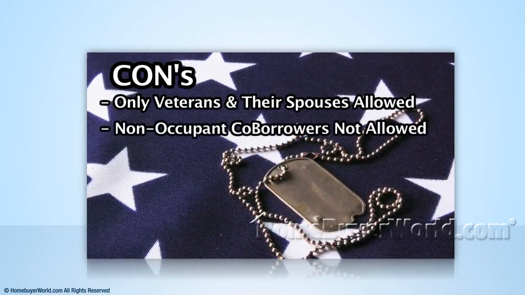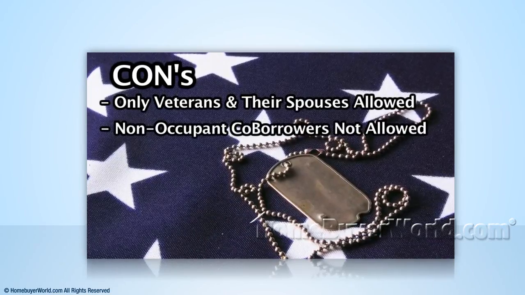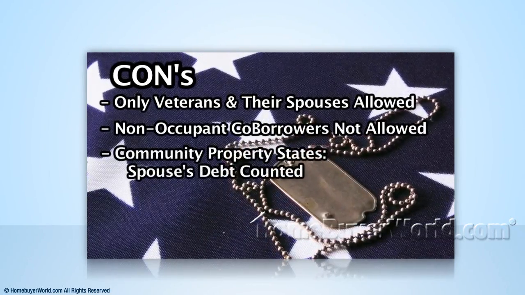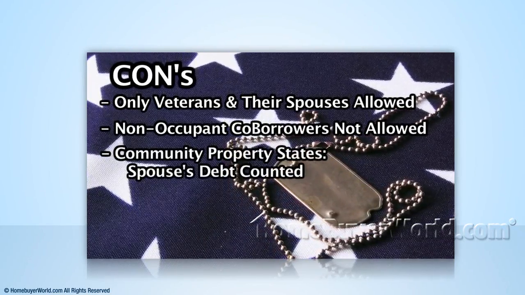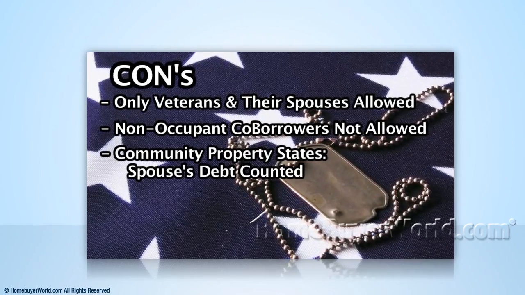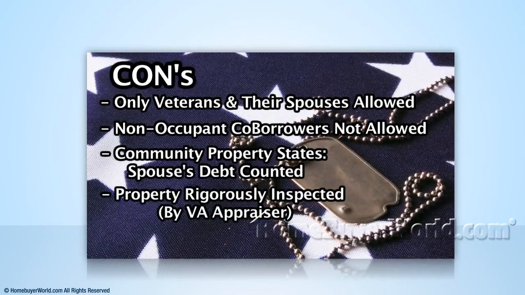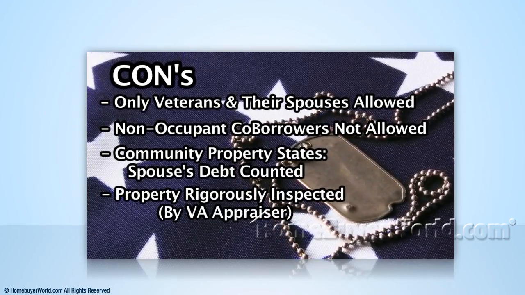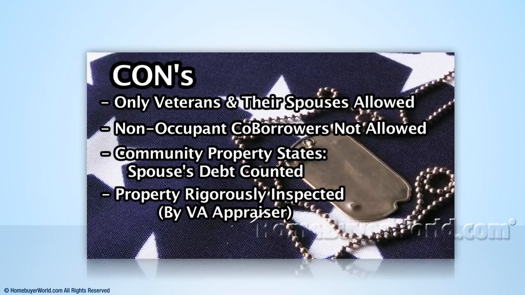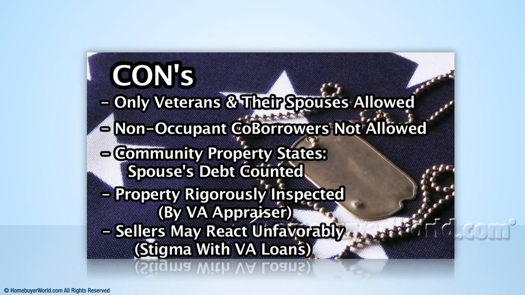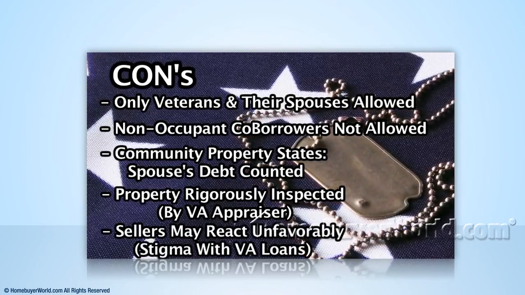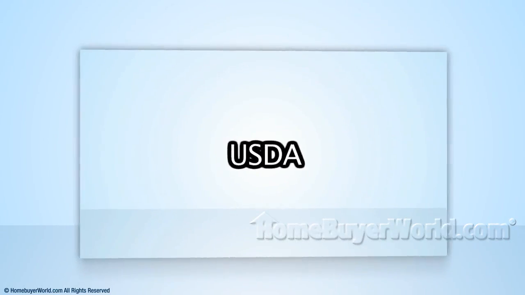Cons. Only veterans or their spouses can be on the loan, no one else. Non-occupant co-borrowers are not allowed. In community property states, spouse's debt, just like with FHA loans, has to be counted and can lower buying power. The property is rigorously inspected by a VA appraiser, often with more scrutiny than conventional appraisals. Sellers may react unfavorably because of the stigma associated with VA loans.